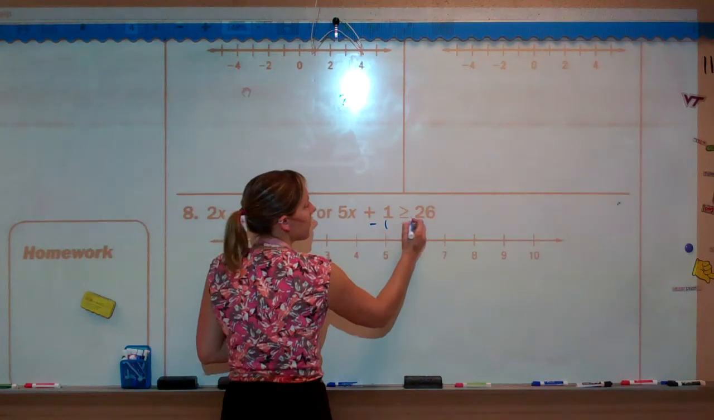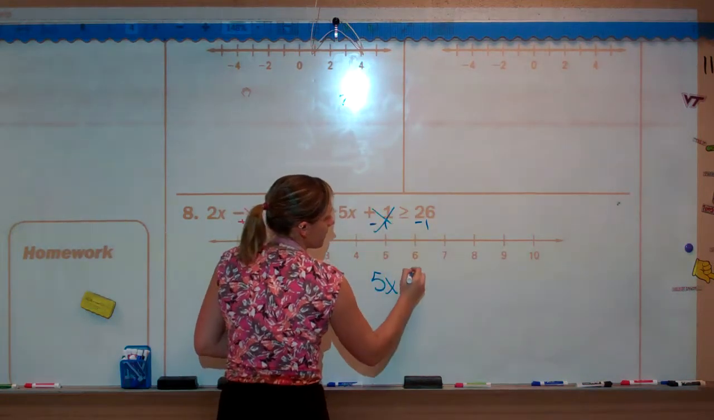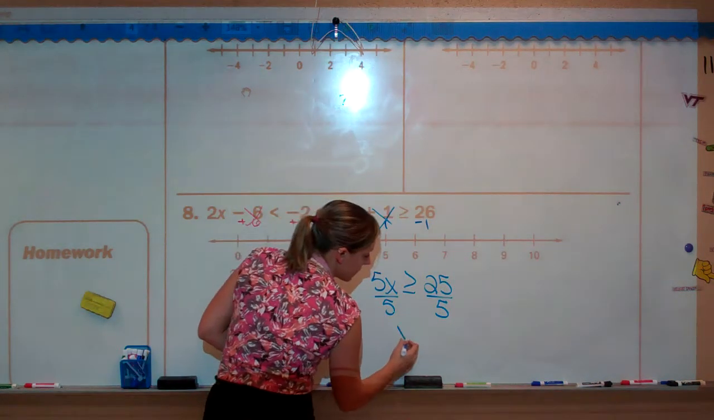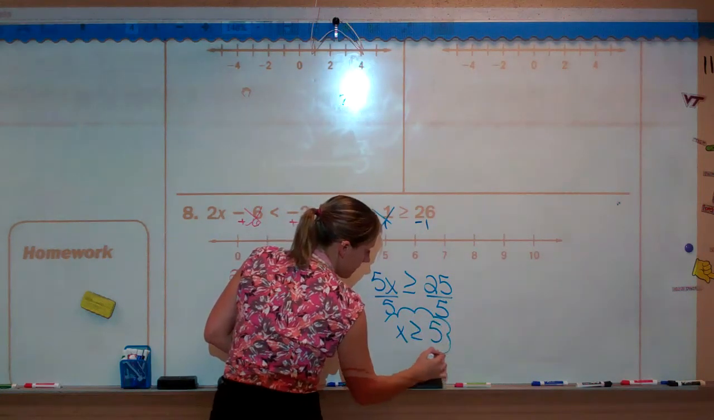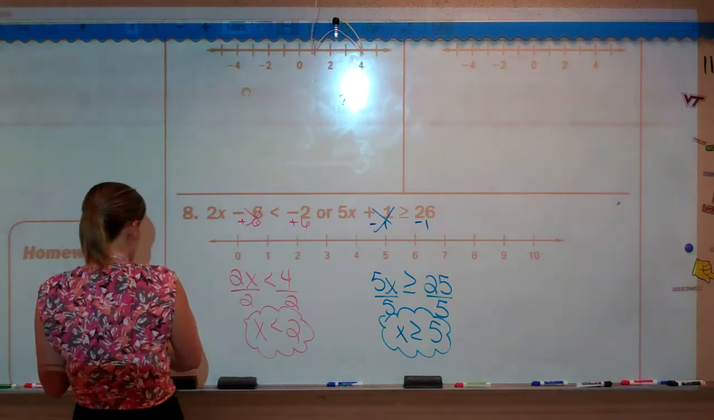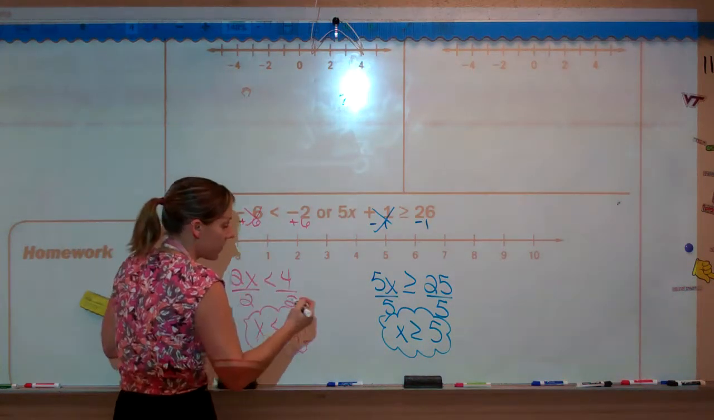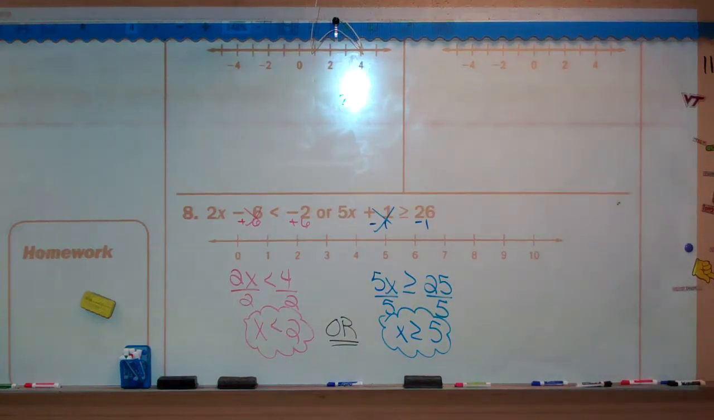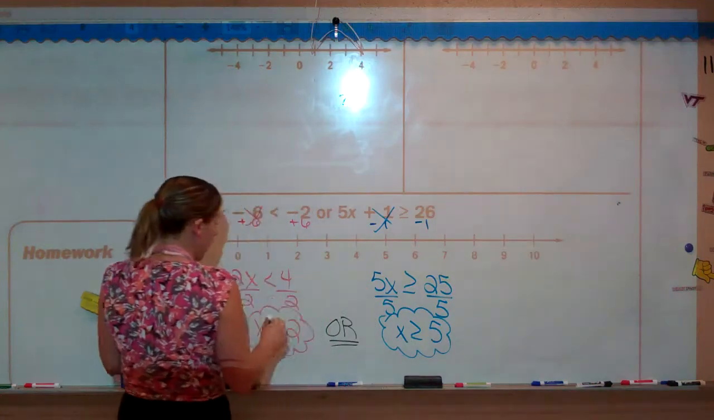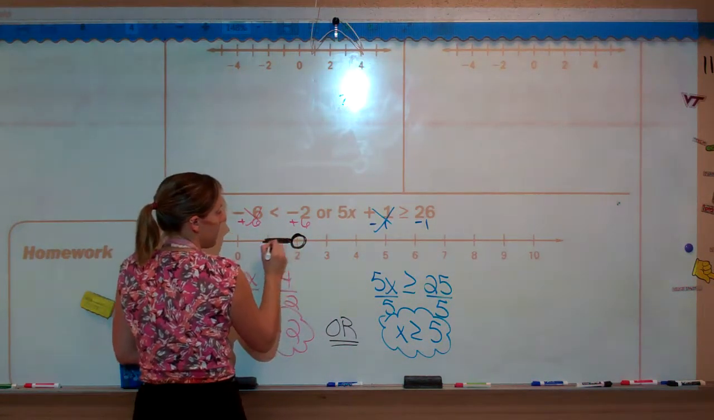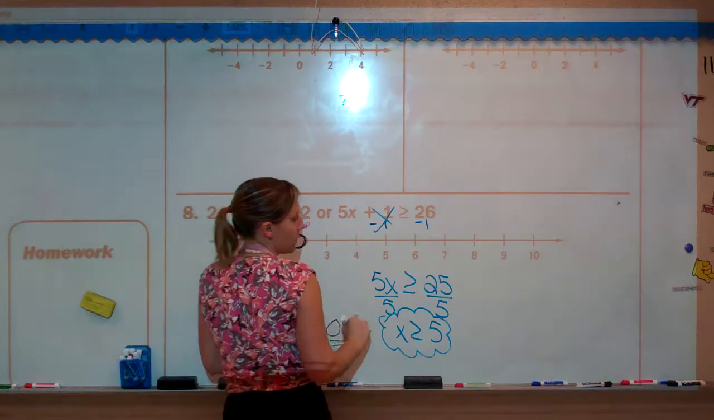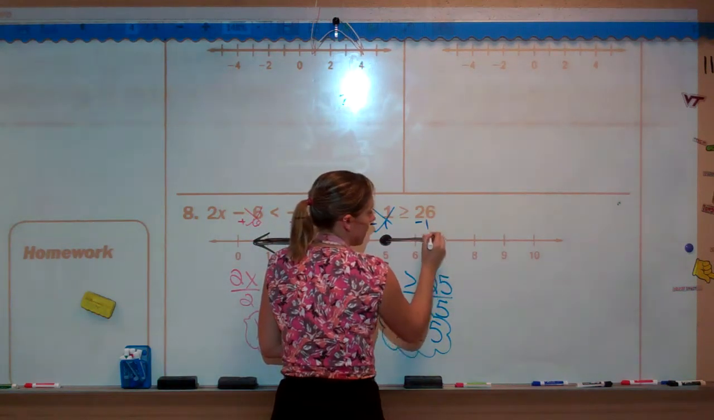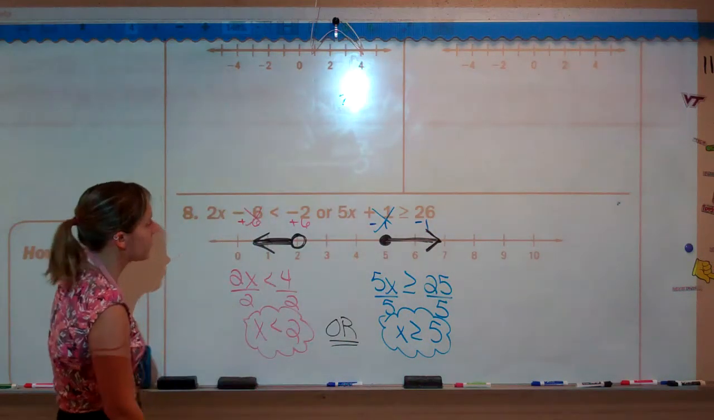All right, this one, take away 1. I get 5x is greater than or equal to 25. Divide both sides by 5. There's no negative, so the symbol stays the same. So even though we treated them as 2 separate inequalities, because they were written as one problem together, we graph them together, okay? So, all right, so let's just put them both on the graph. Open, and to the left, this one's closed, and to the right. Okay? And so that's the answer with both of them together.